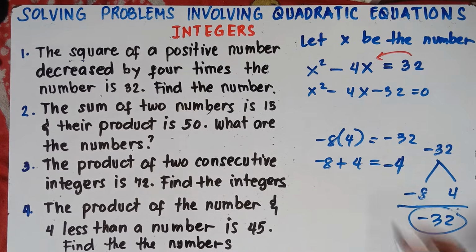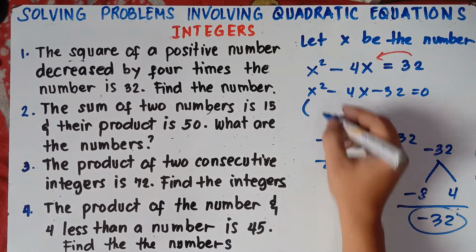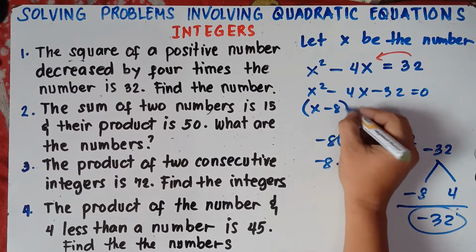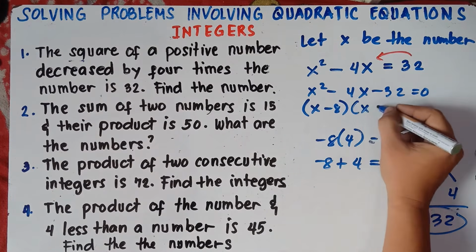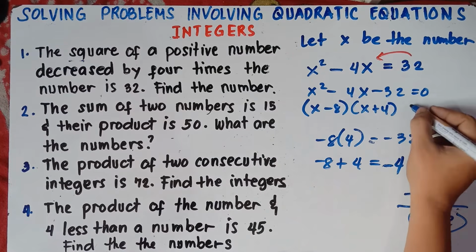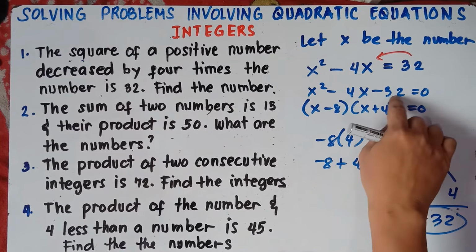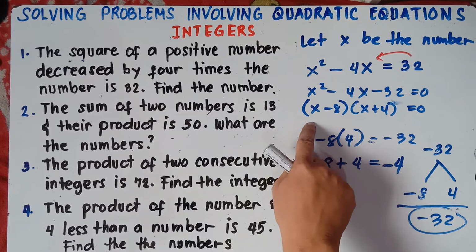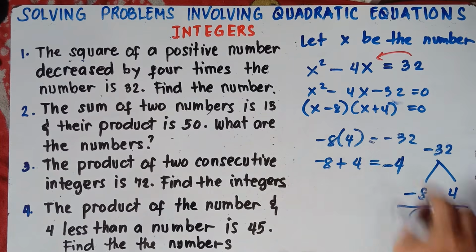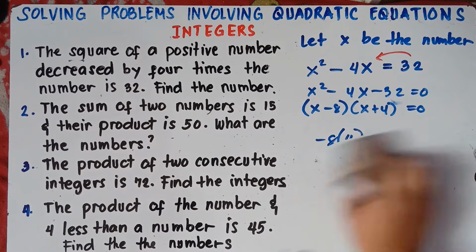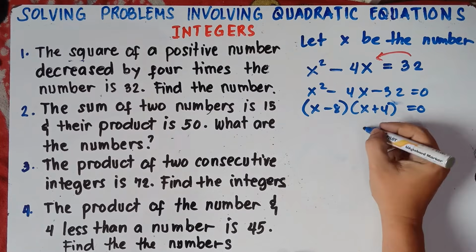Negative 4. So the factors would be x minus 8 and x plus 4 equals 0. The factored form of this quadratic equation is x minus 8 and x plus 4 equals 0. And then you equate each factor to 0.